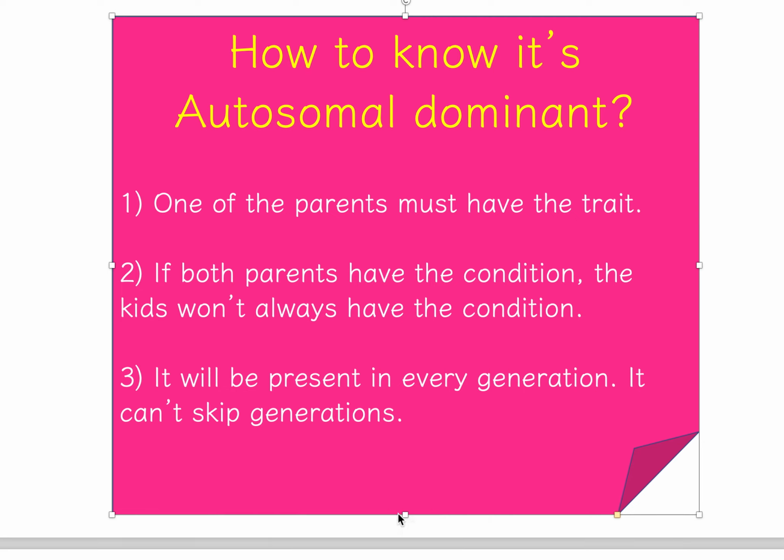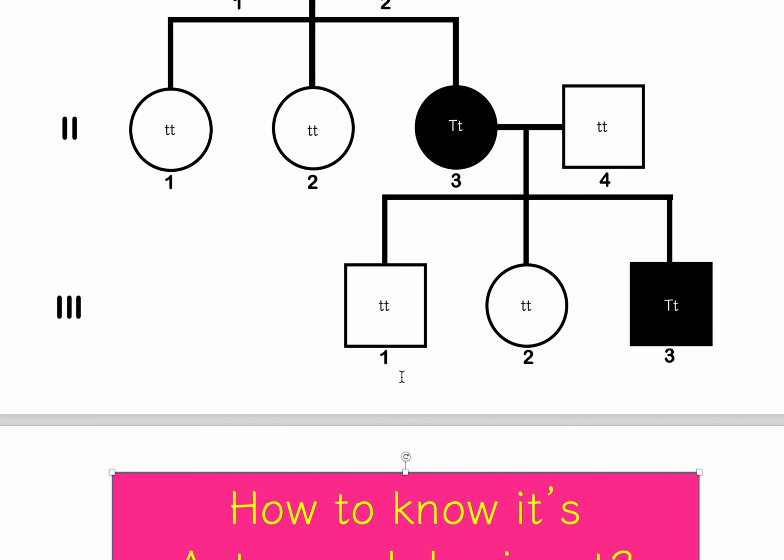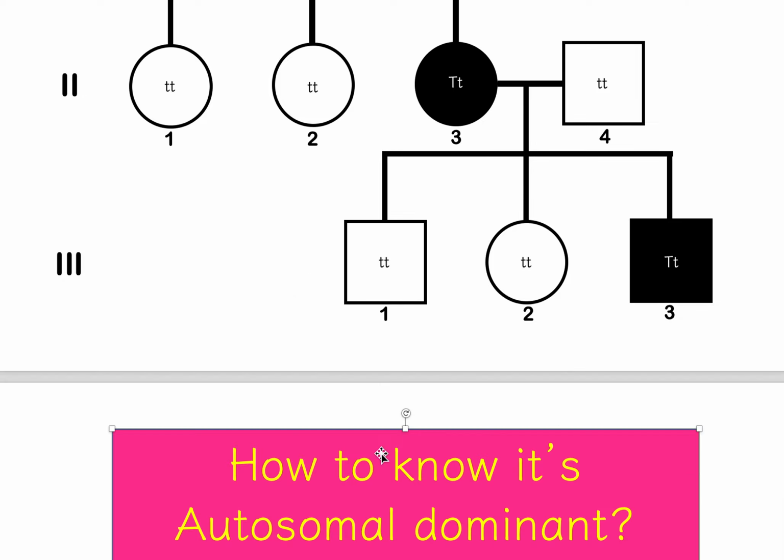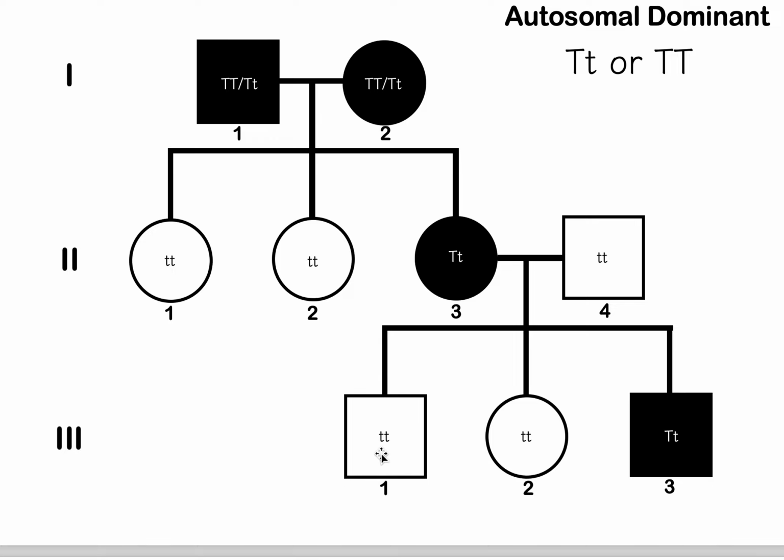It will be present in every generation. It cannot skip a generation. Okay, so for autosomal dominant traits, there must be one person in every generation to have it. And that makes sense because if one generation doesn't have it, there's no way that the next generation can have it, because you always need a dominant one to be able to pass it on, okay? So you can see here, every generation has it. Generation 1, Generation 2, and Generation 3, okay? That's key. So this is how you're able to tell that it's autosomal dominant, okay?